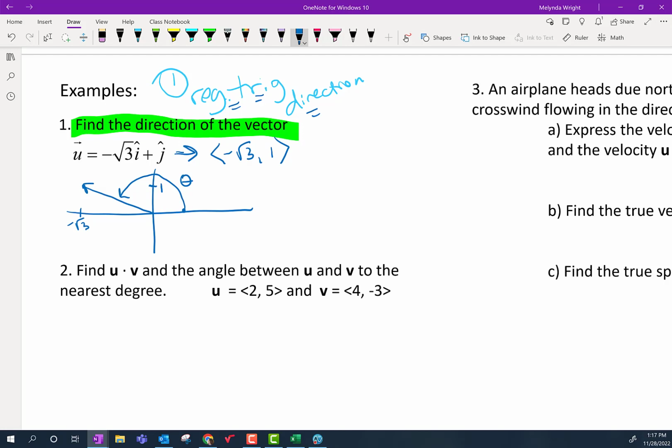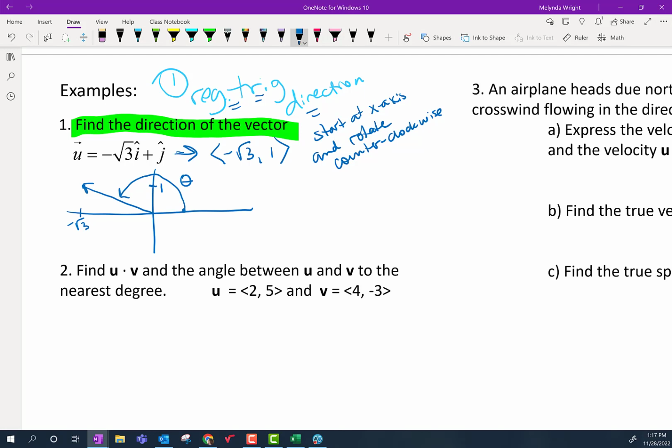So what do we do? We start at the x-axis and rotate counterclockwise. Okay, and we use this when there's no context. We're not talking about bearings or north, south, east, west, just a regular vector. So we start at the x-axis and we rotate counterclockwise. That's the direction. And we've done some of these before.